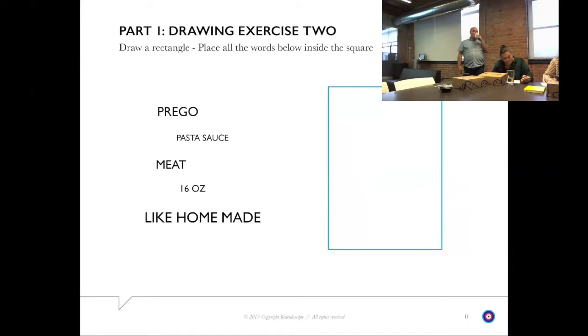We've got Prego pasta sauce, meat flavor, 16 ounce, and it doesn't have to say homemade, but we want to think, how can we inspire people to think about home? What's home mean to you? Is it a picture of a house? Is it a pot maybe, or a spoon? Steam, you know, is there steam coming off of it? It's okay. There's not much.